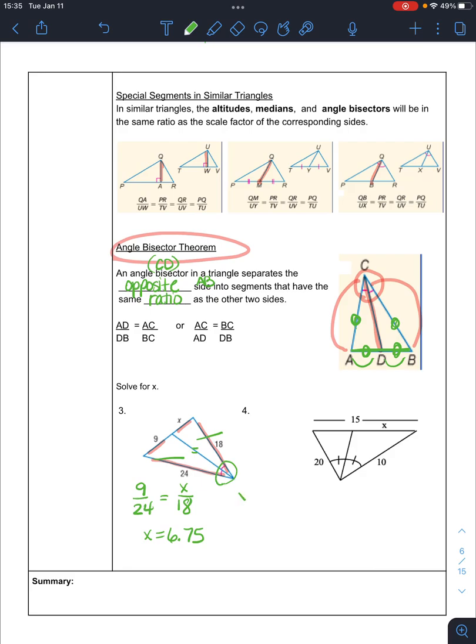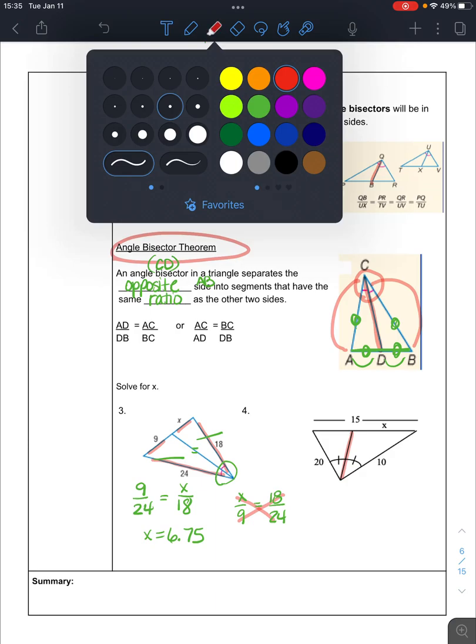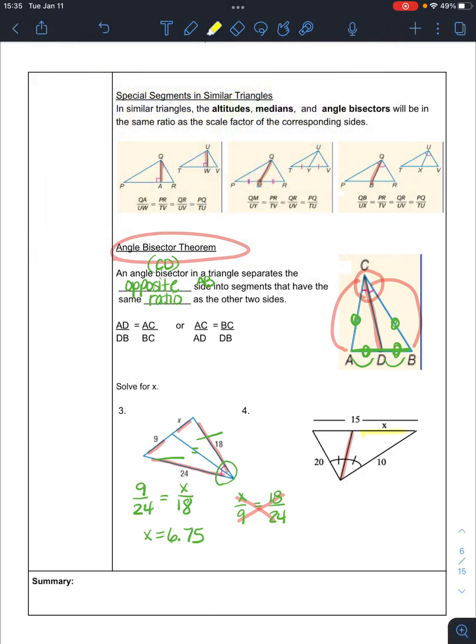Again, this is not the only way. I could have done x over 9, and then I would have to do 18 over 24. But if you notice, when you cross multiply that, you're still going to be doing 9 times 18, and you're still going to be doing times 24. Then we have this last one. Now, here's the problem with the last one. So we have our angle bisector. Here's our angle bisector. And our angle bisector is supposed to break the opposite side into proportional pieces.